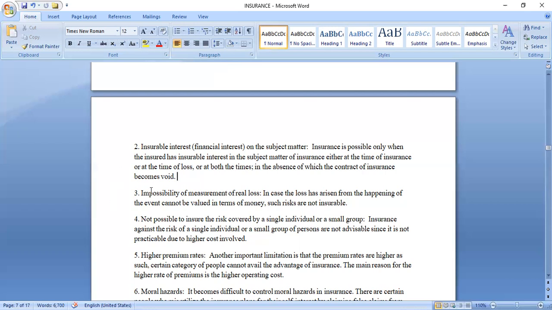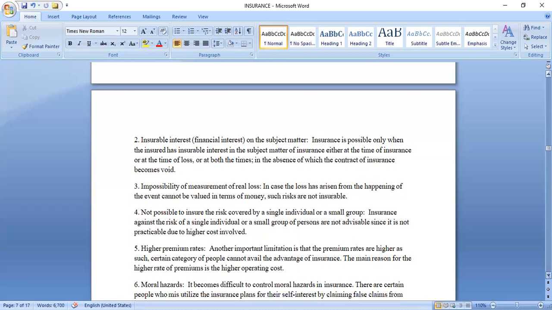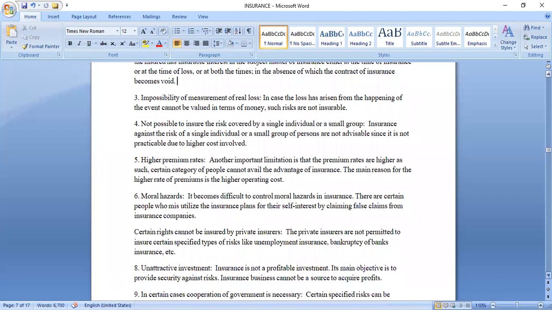And then another limitation is impossibility of measurement of real loss. It could happen that an event has occurred, but at the end of the day, this event cannot be measured in monetary terms. You could find that the losses cannot be measured in terms of money. Maybe there could be huge losses, where they cannot even ascertain the cause of that kind of event, and it becomes difficult or challenging to measure the loss. So that will be a limitation. Not all losses can be measurable.